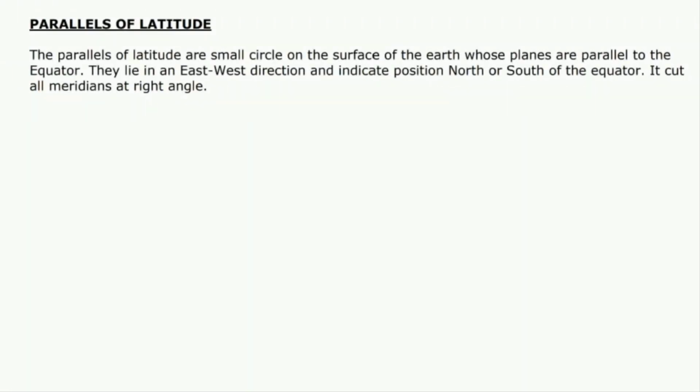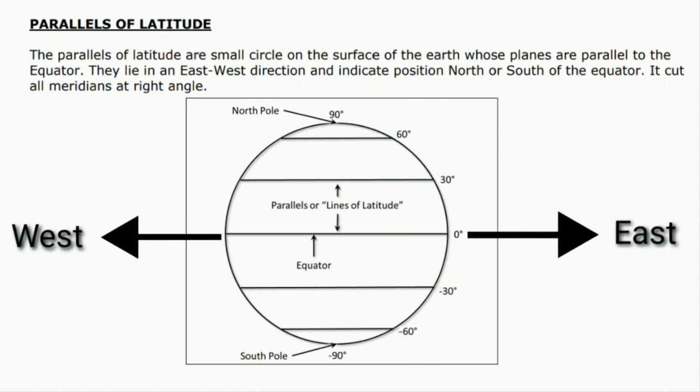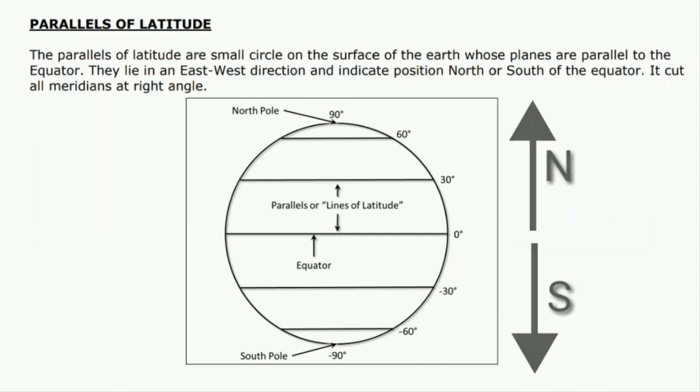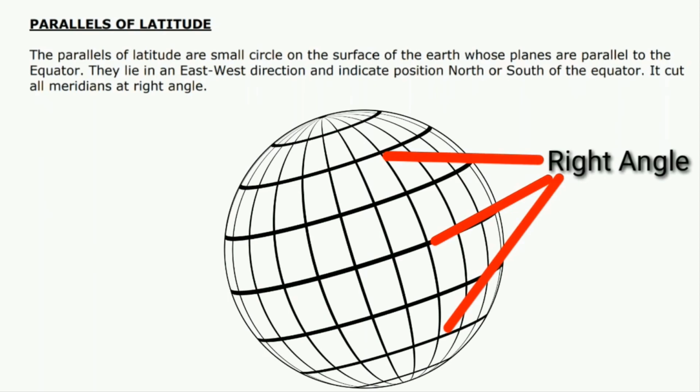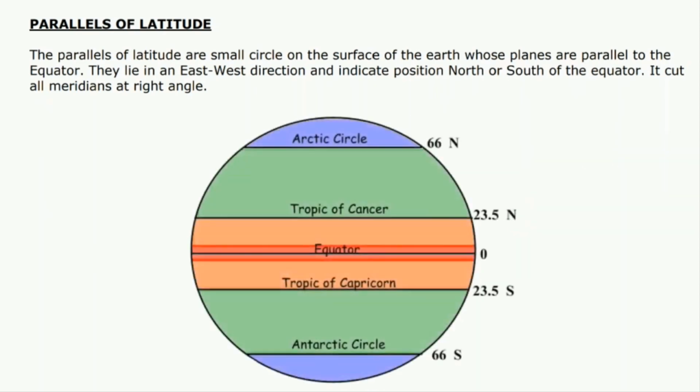Parallel of latitude. The parallels of latitude are small circles on the surface of the earth whose planes are parallel to the equator. They lie in east or west direction and indicate position north or south of the equator. They cut all meridians at right angles. Examples of parallels of latitude: Arctic Circle, Tropic of Cancer, Equator, Tropic of Capricorn, Antarctic Circle.